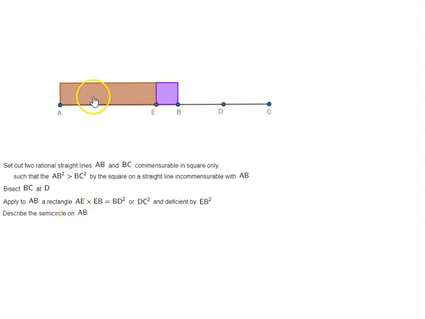Describe the semicircle on AB. So let's draw the semicircle on AB. Draw EF intersecting the semicircle perpendicular to AB. So this line we extend it so that it intersects the semicircle. So let's do that.